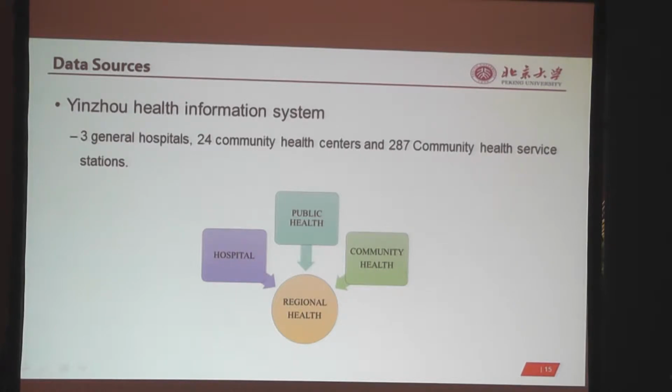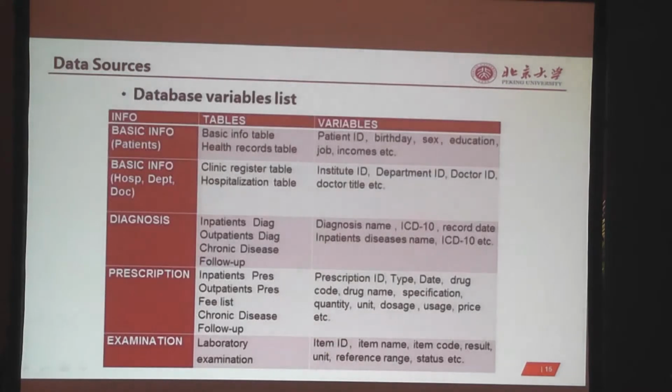So the Yingzhou Health Information System covers 3 general hospitals, 24 community health centers, and 287 community health service stations. The system mainly has 3 data sources, including the hospital, the public health, and community health. This table lists the number, the major types of information, and tables and variables.